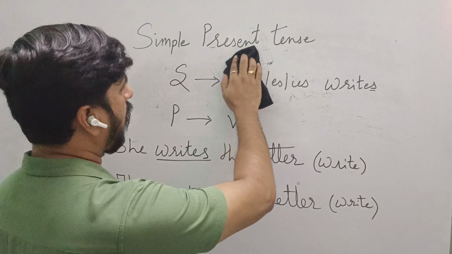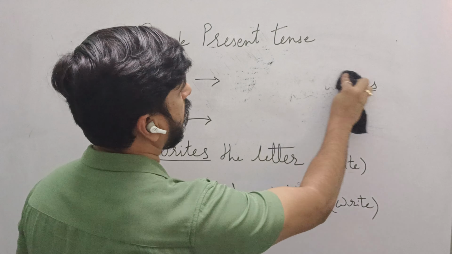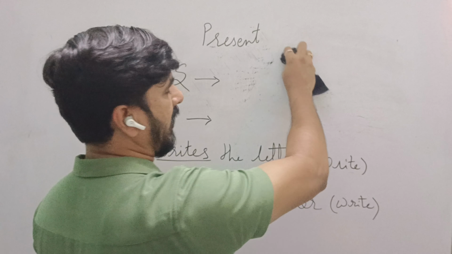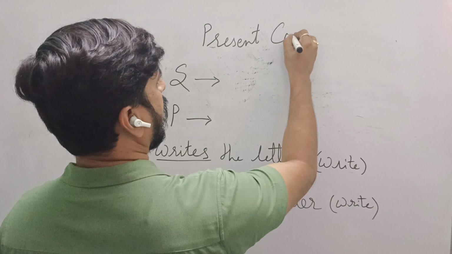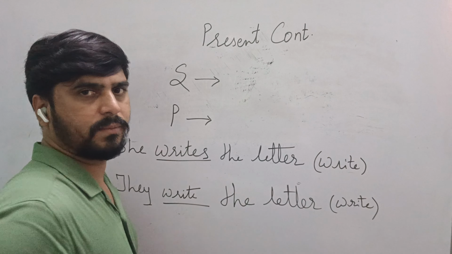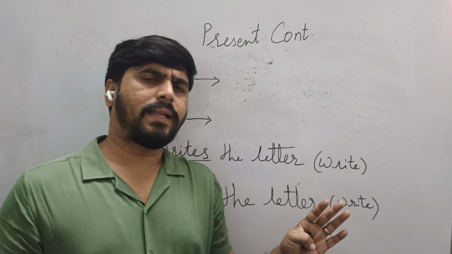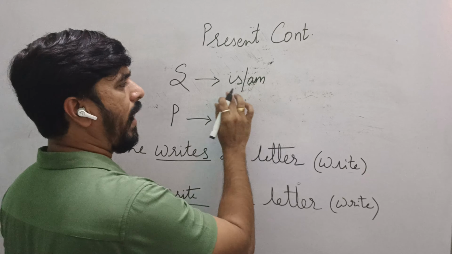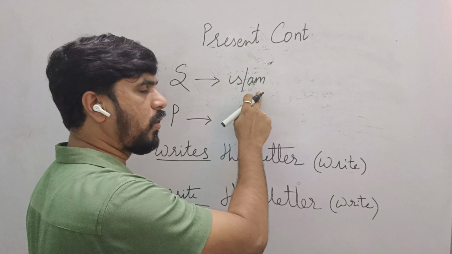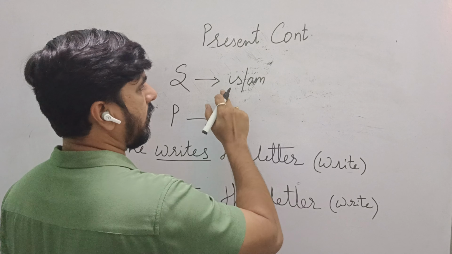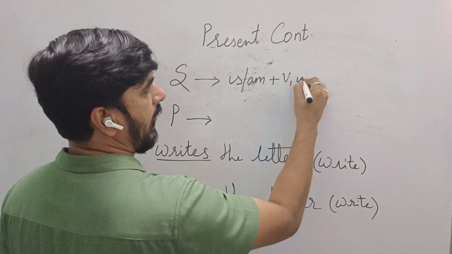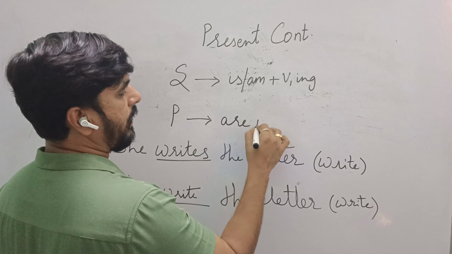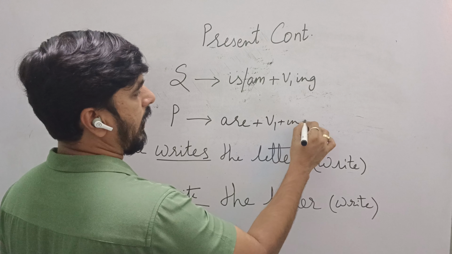Okay. Now we are moving towards present continuous tense. Present continuous tense, if it is singular, we are using is/am. Why am I using am? Because am is always used with I. That's why I kept it. Is/am plus V1 ing. Plural, it is are plus V1 ing.